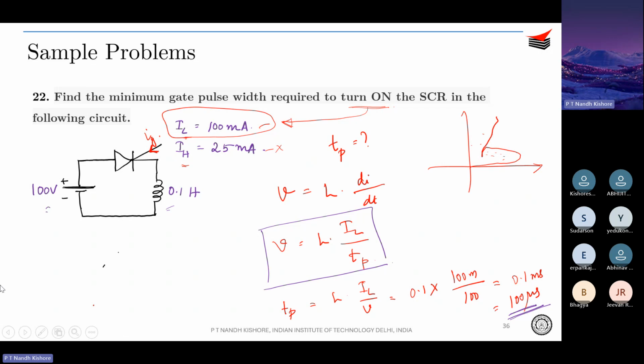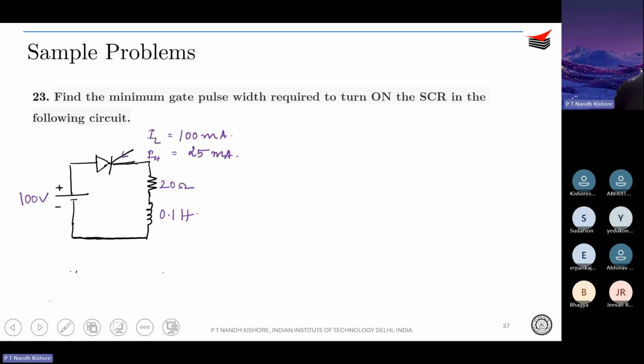We'll go to the next problem. Same question, just that the circuit is a little different. So I have introduced an R over here, 100 volts, same IL, same IH value. I have a 20 ohm and a 0.1 Henry over here.